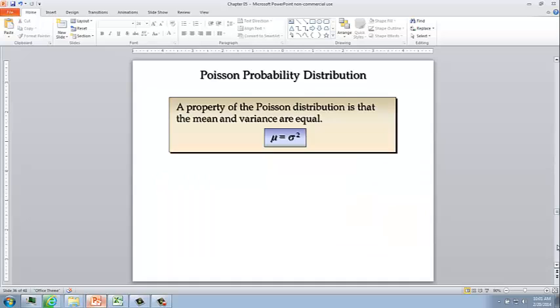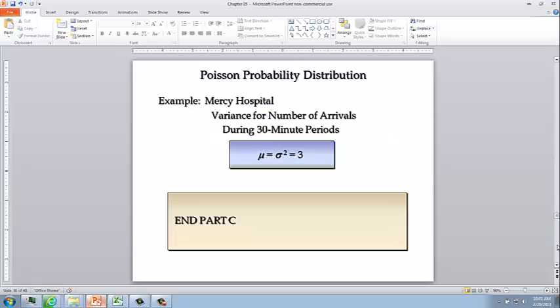As with the binomial distribution, several properties have been established by statisticians. So the nice thing is that the mean and the variance of the Poisson probability distribution are equal. Hence, if we know the mean, which was 3 for 30 minutes, then we know that the variance will also be 3.